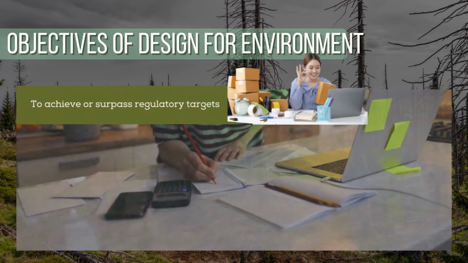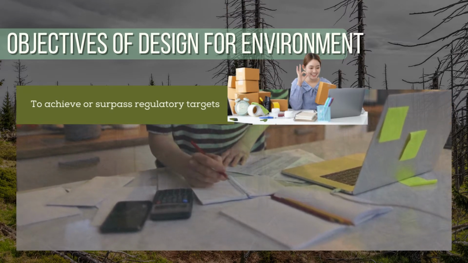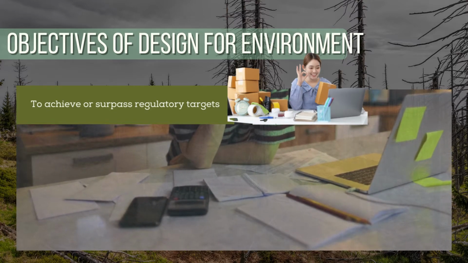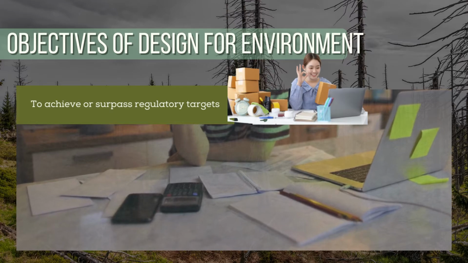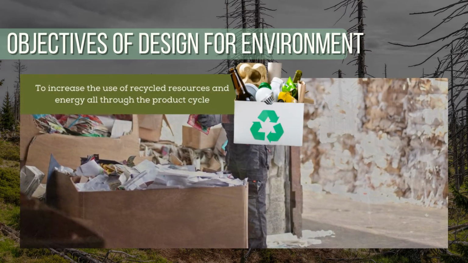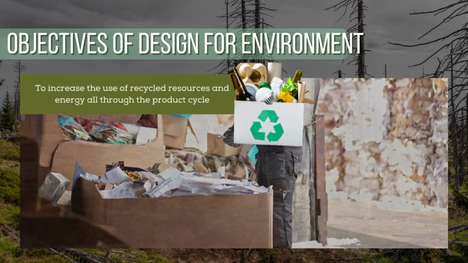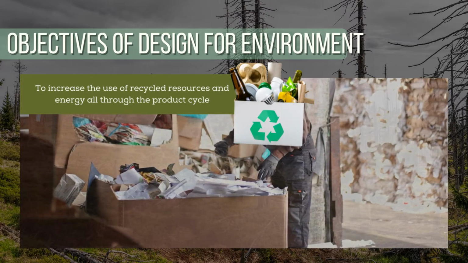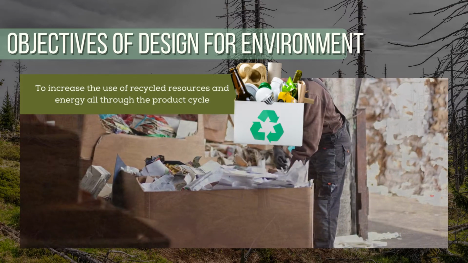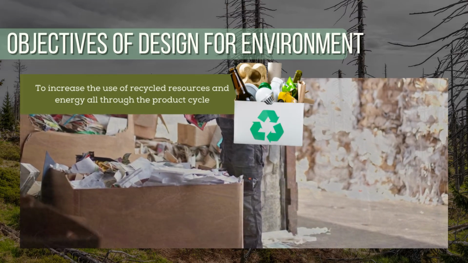The second objective is to achieve or surpass regulatory targets. It addresses the permanent need to ensure that regulations and regulatory frameworks are justified, of good quality, and fit for purpose. The third objective is to increase the use of recycled resources and energy all through the product cycle. Recycling reduces the need for extracting, refining and processing raw materials, all of which create substantial air and water pollution, and recycling also takes up less energy, which reduces our carbon footprint and emissions.